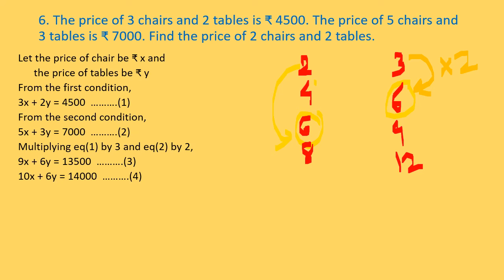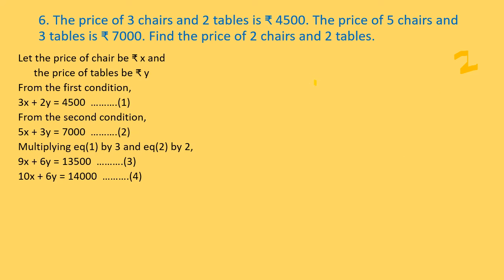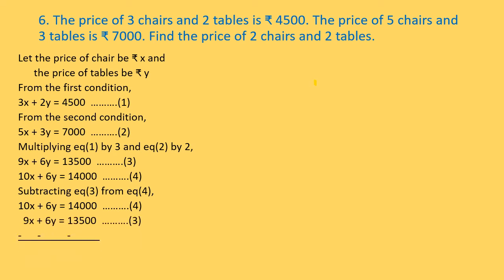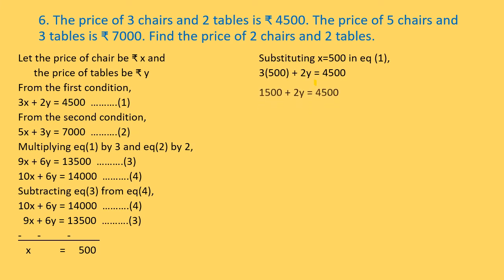So since we have 6y which is common in both, we will first check whether we will add or subtract. Check the signs of the 6y. Signs of the 6y are the same, that is plus. That means I'll have to subtract the equations. That's why I'll subtract equation 3 from equation 4. So when I do that, the sign of the second equation will change. So 10 minus 9 will be x, 6y minus 6y will be 0 and 14,000 minus 13,500 will be 500. So x is 500. Then we'll substitute this value in any of the equations. So this will give me the value of y: 2y will be 3,000, y will be 1,500.